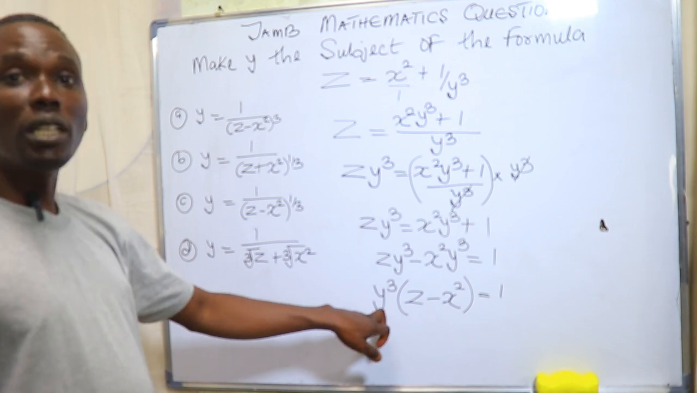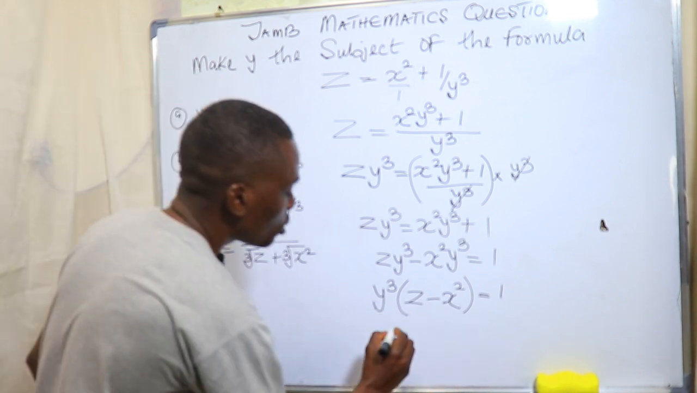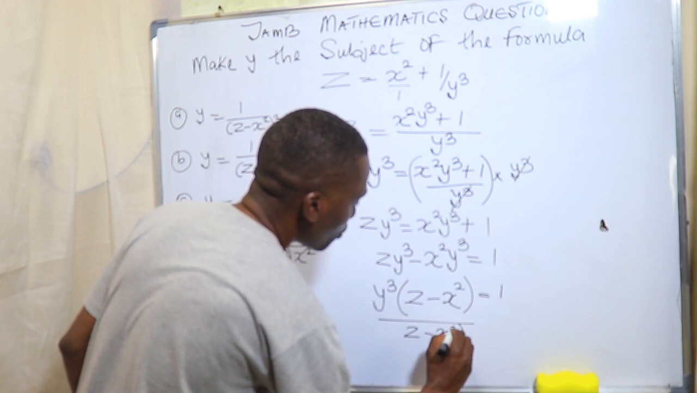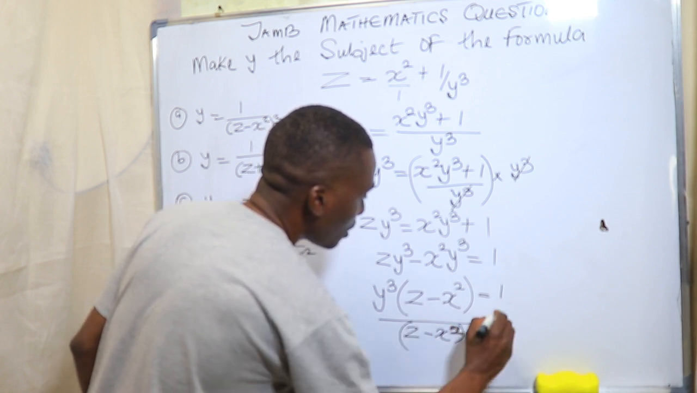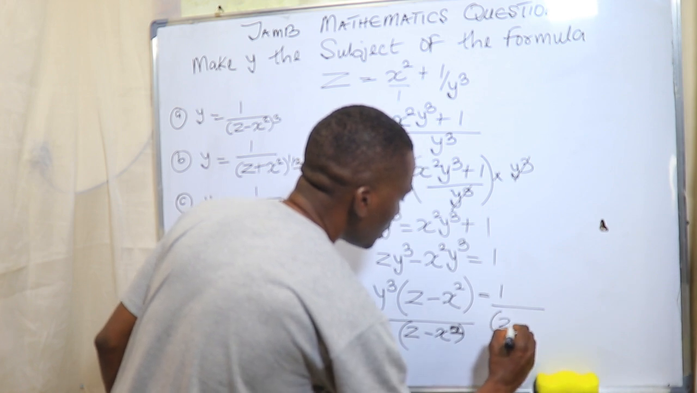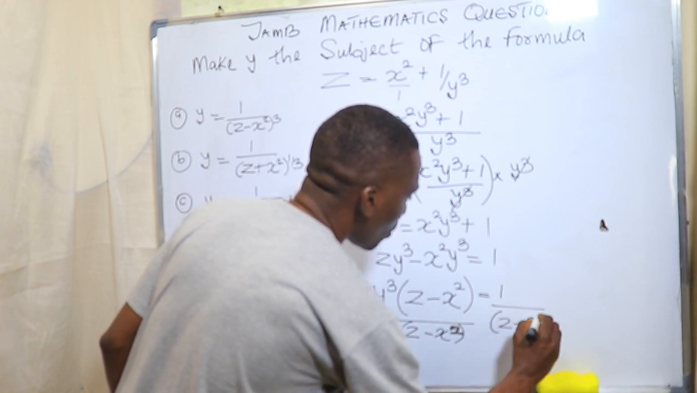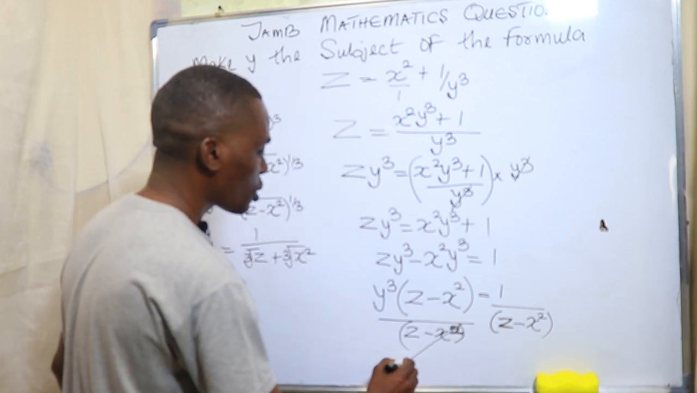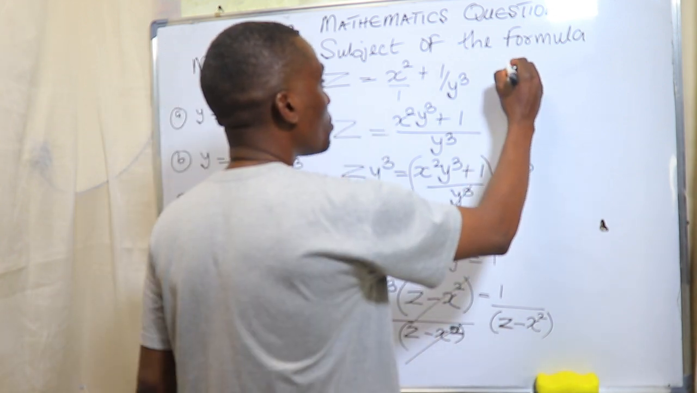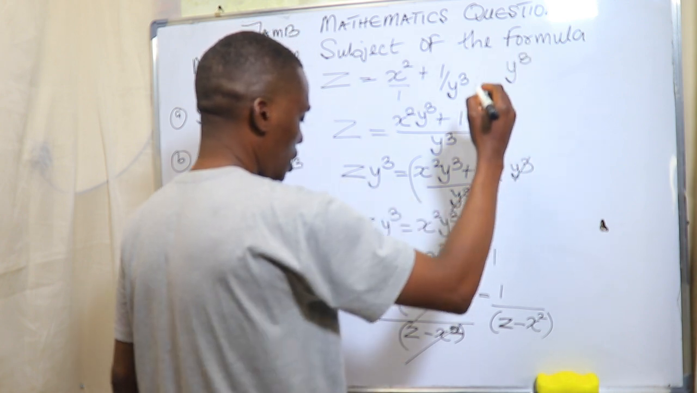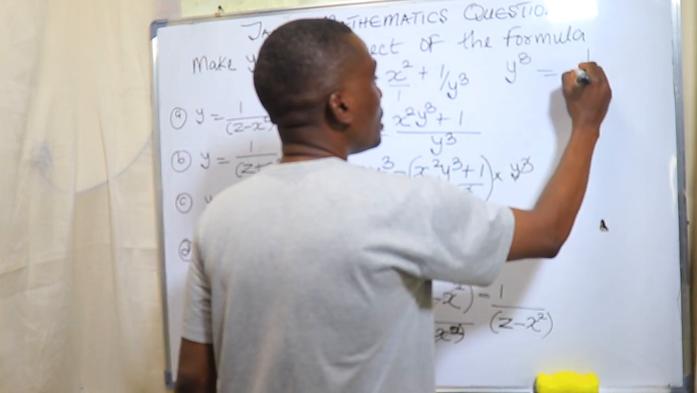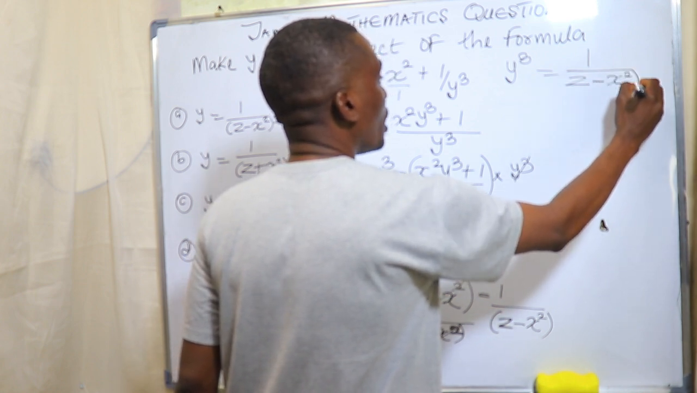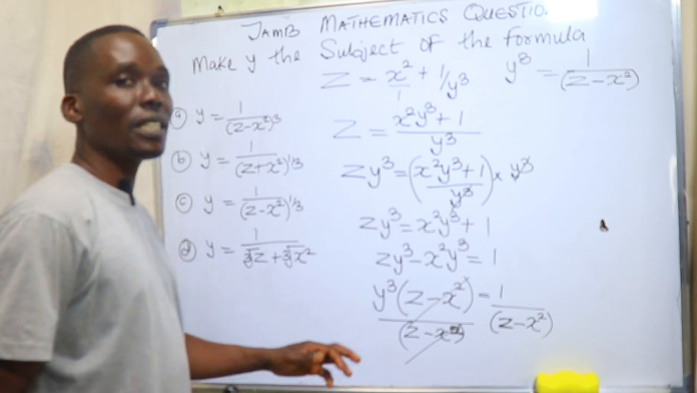Remember say now y is what we want to find. So I will divide all through here by z minus x squared. If I do this one now, this one will just cancel this one, and so I will get my y to the power of 3 to be equal to 1 divided by z minus x squared. So you see, say we don't get the answer small.